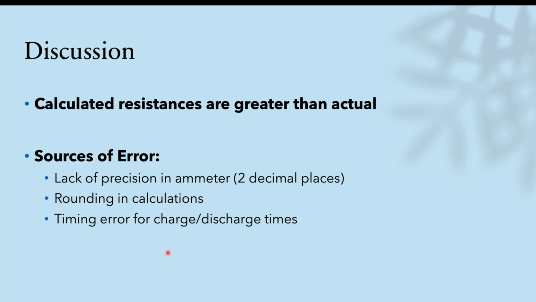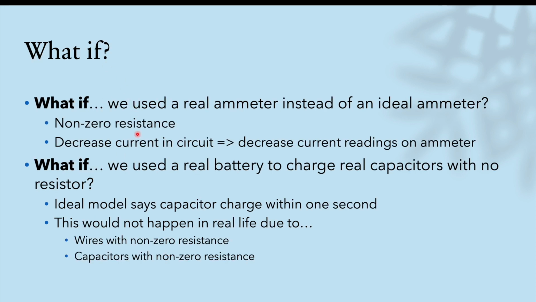For the question, what if we used a real ammeter instead of an ideal ammeter? In that case, we'd have a non-zero resistance, and we'd also have a decrease in the current in the circuit, and thus the ammeter would read that difference.